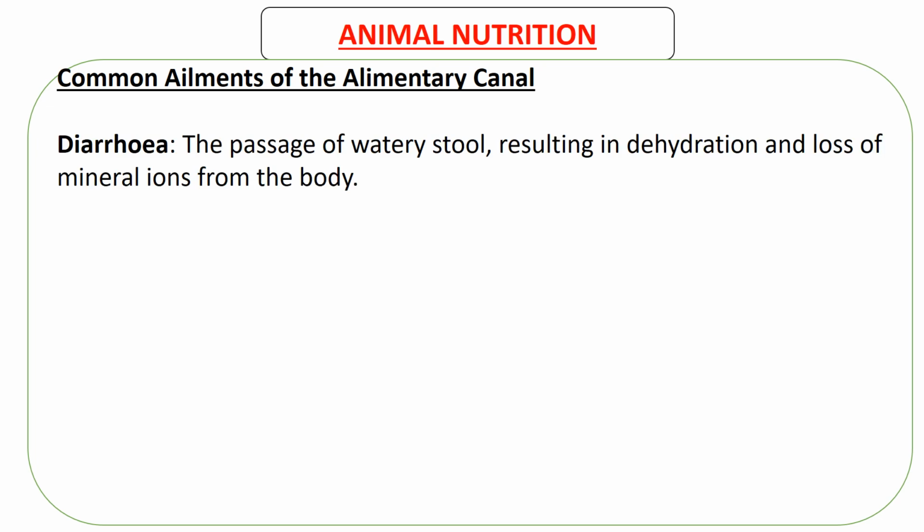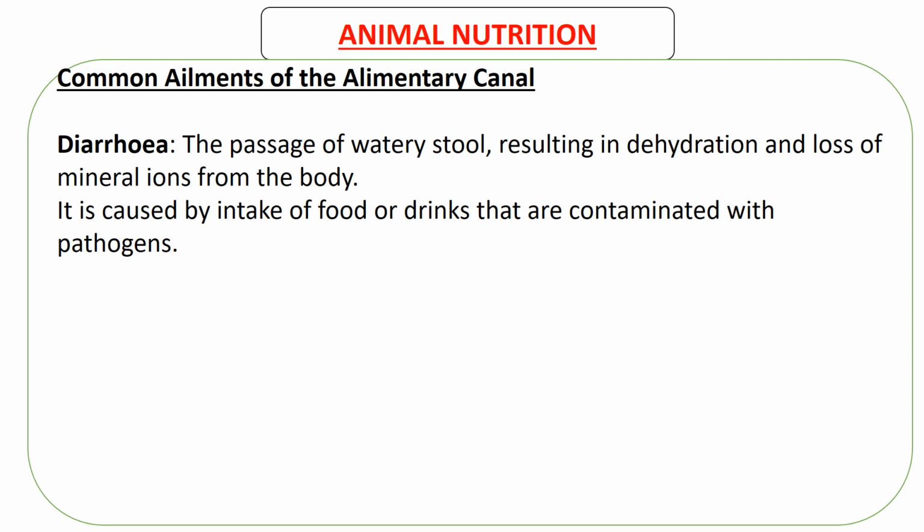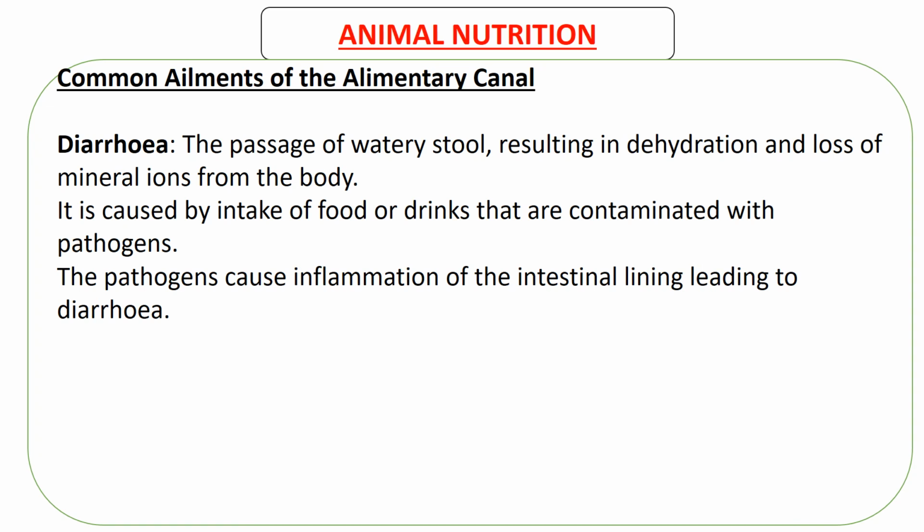The first is diarrhea, which is the passage of watery stool resulting in dehydration and loss of mineral ions from the body. It is caused by intake of food or drinks that are contaminated with a pathogen. So if you eat some food that is contaminated, you may end up having diarrhea. The pathogens cause inflammation of the intestinal lining leading to diarrhea. Remember, absorption of water occurs in the intestines, the large intestines to be specific. So if they are inflamed, they fail to absorb that water. Therefore, you're not going to have water in your body, and the feces are going to be watery. They are going to have too much water because there is no absorption, hence diarrhea.